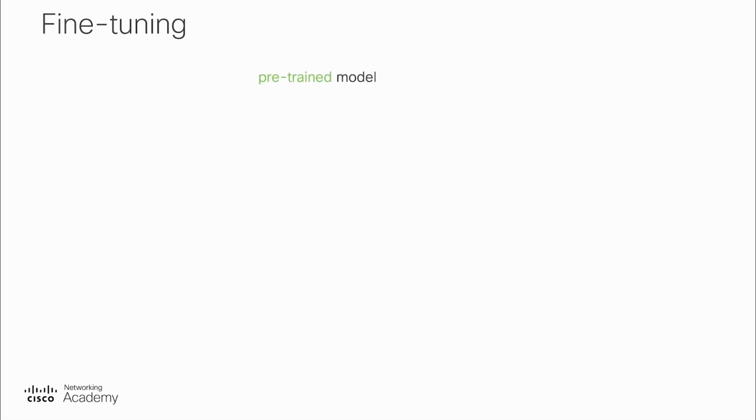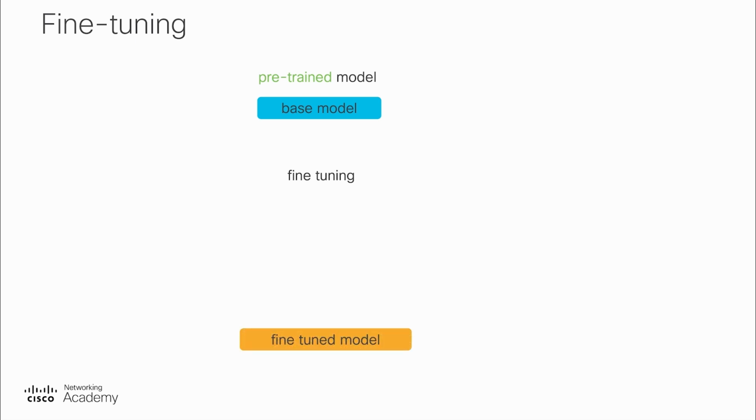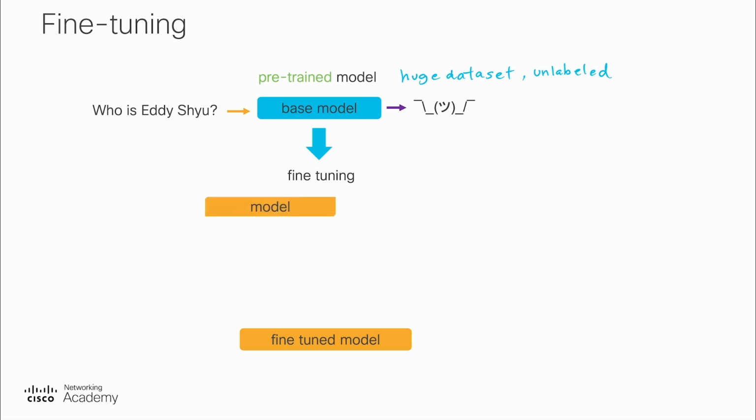Normally, you start with the pre-trained model, also called a base model. It goes through an additional training process called fine-tuning, and the result is a fine-tuned model. So let's look at this in more detail. The base model was trained on a huge dataset of unlabeled text. If asked a domain-specific question, it won't know the answer. So you send the model through a fine-tuning process.